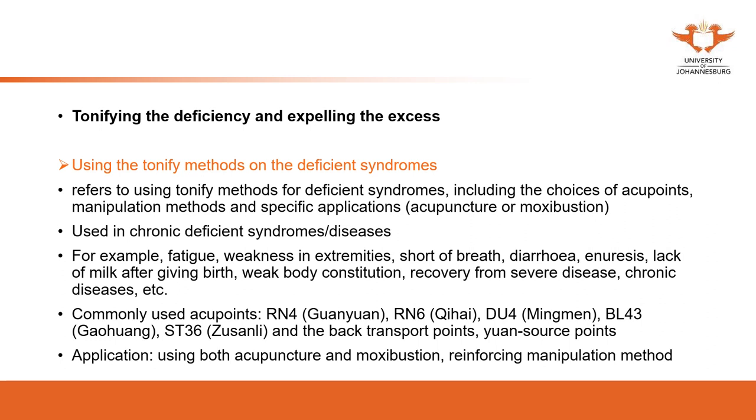Firstly, using the tonifying method on deficient symptoms. We need to understand what the deficient symptoms are. Deficient refers to the deficiency of antipathogenic qi. The patient may present with fatigue, weakness in the extremities, shortness of breath, diarrhea and enuresis, lack of milk after giving birth, weak body constitution, recovery from severe diseases or recent recovery from severe diseases, and chronic diseases, etc. All these may indicate deficient symptoms.